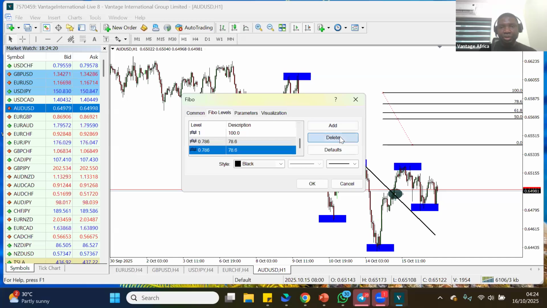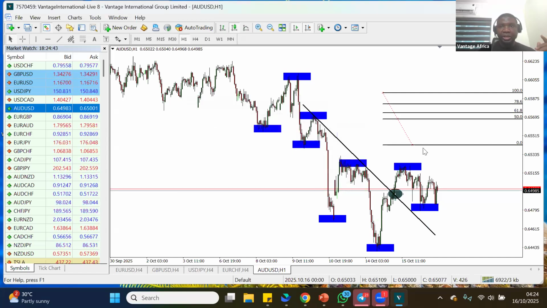Since I have that already and I was just illustrating, I will delete it now. So I click on it, deleted. So you see, it's deleted. I now have just 0, 50.0, 61.8, 100.0, and 78.6. Those are the 5 levels I have on the Fibonacci, and I click OK. So once I click OK, now I have my Fibonacci.